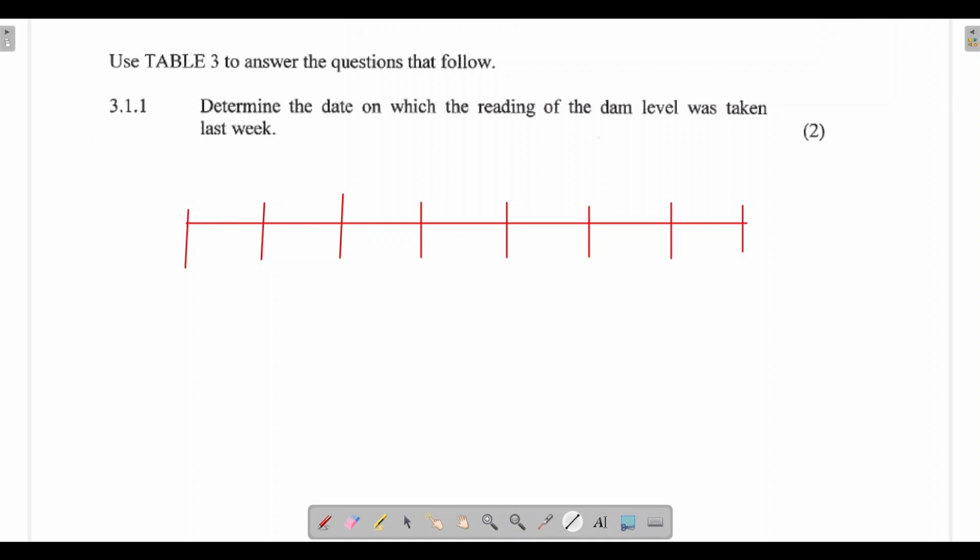Okay, it's going to be 8. You'll see why I put the 8 there, right? So on the 5th of April 2021, that is when the dam level readings were taken for basically this week.